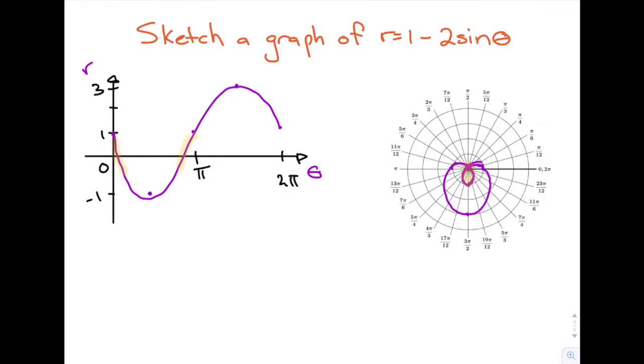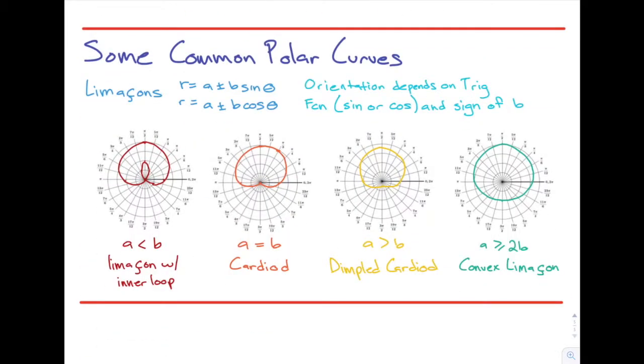So let's summarize this real quick. Some more common polar curves. These are called limacons. If we have something like r equals a plus or minus b sine theta, or r equals a plus or minus b cosine theta, the orientation depends on the trigonometric function. In this particular one, we were looking at sine. Earlier, we looked at cosine, and that was oriented horizontally around the polar axis.